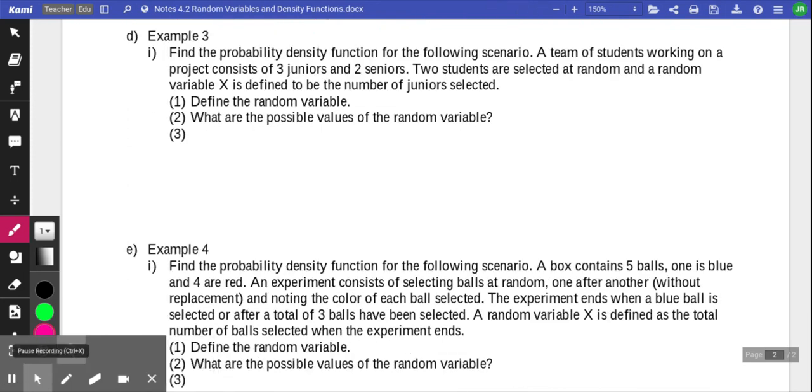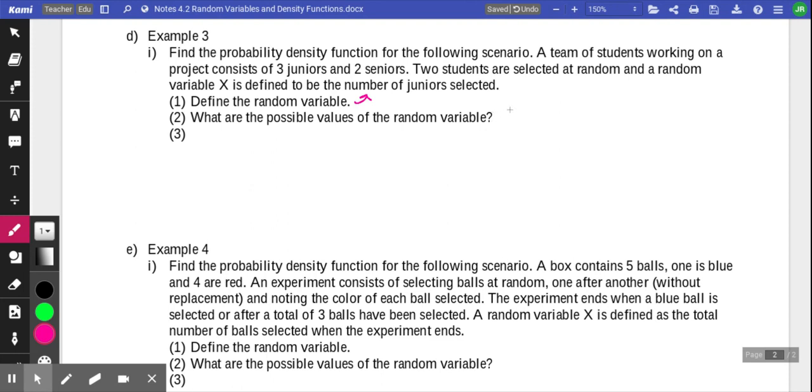Example 3 says, find the probability density function for the following scenario. A team of students working on a project consists of 3 juniors and 2 seniors. 2 students are selected at random, and a random variable x is defined to be the number of juniors selected. So define the random variable. Well, that was already defined for us: the number of juniors that will be selected. What are the possible values of the random variable?